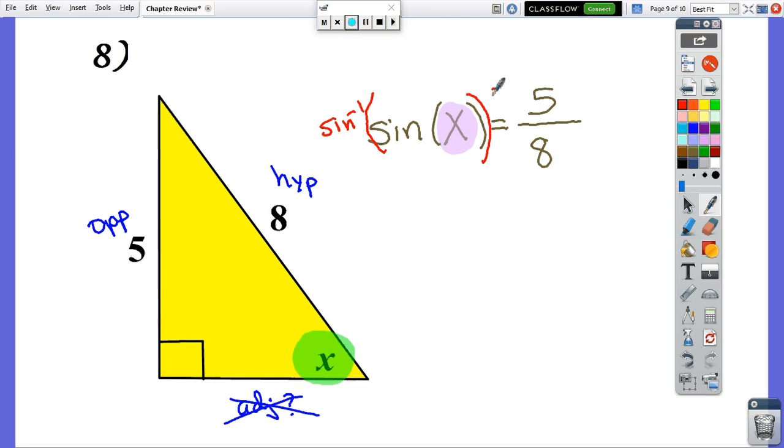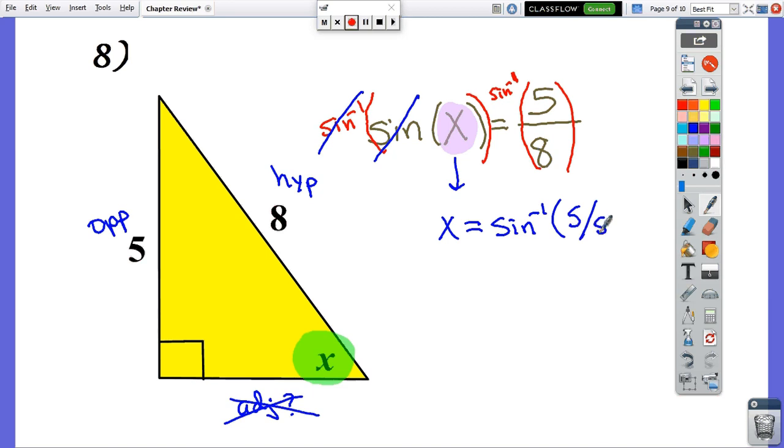And we also took the inverse sine of this right side. So mathematically, the inverse sine and sine undo each other. This is like squaring a square root or square rooting a square. It's the same effect here. And then we're going to be left with just the x. And then what we're going to have to type in our calculator is the inverse sine of 5 divided by 8. So let's see what that looks like.